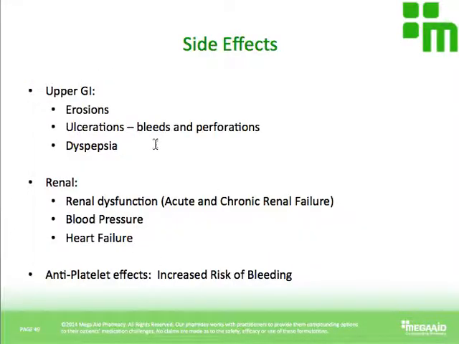So what are some of the side effects of NSAIDs? We have to group them into three major categories. Gastrointestinal: NSAIDs can cause, with chronic use, dyspepsia, erosions, or ulceration, and bleeding and perforations of the gastrointestinal system. Some of the renal side effects: renal failure can be acute and chronic, also increases in blood pressure and even heart failure with chronic use. And also antiplatelet effects, so basically they can increase your risk of bleeding.